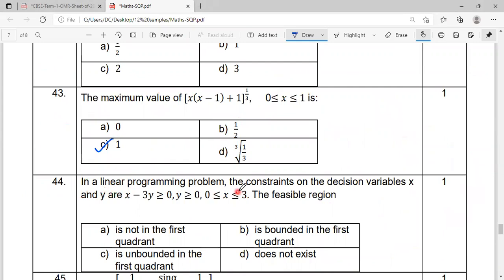The linear programming problem: the constraints to the decision variable x, and so on, and the feasible region. So, well, we need to draw this. Okay. Here we go.